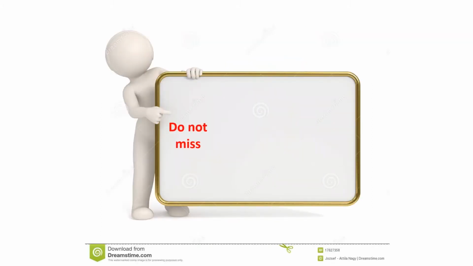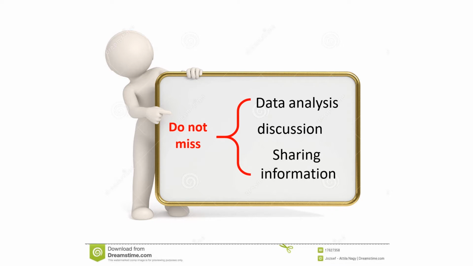In order to understand the subject we are studying, we should never miss that we collect data, we analyze it, and we discuss it, and we share it with other people so that we can know whether we are collecting correct information or not. And we should never forget the rule of 5.